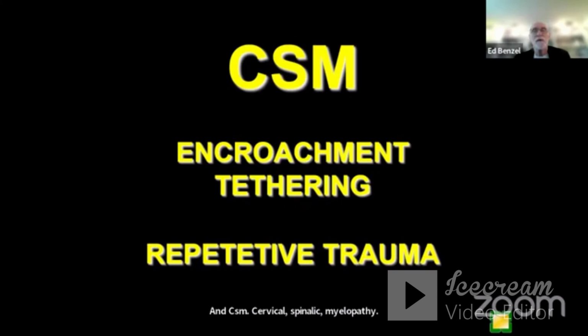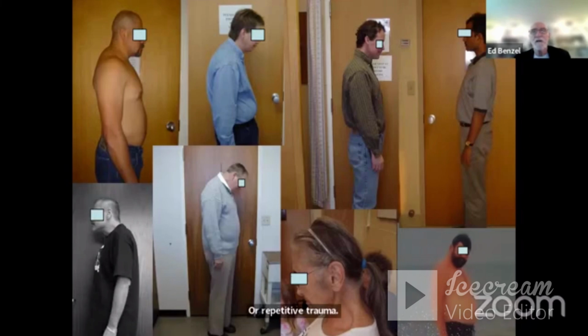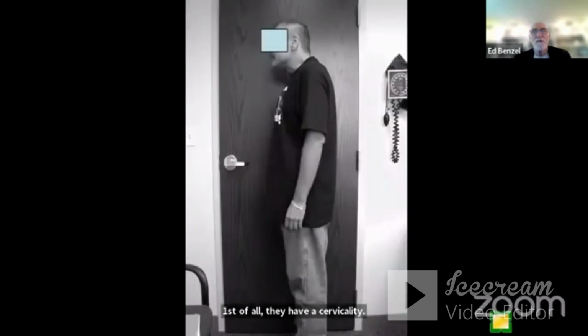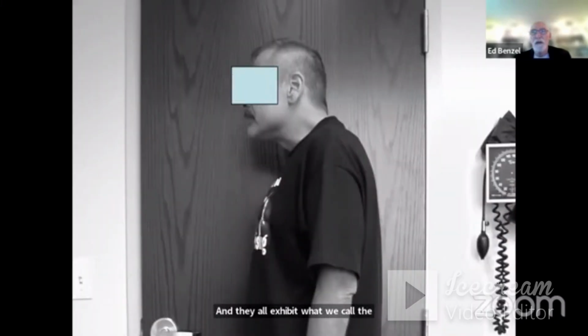by one or both of two factors, encroachment and tethering, or repetitive trauma. Each of these individuals has two things in common. First of all, they have a cervical deformity, and they all exhibit what we call the kyphosis trapezius sign, which is a tense trapezius muscle. The trapezius muscle is an accessory muscle of extension, and when extension isn't allowed by a fixed deformity, it is reflexively activated, causing significant myofascial pain, oftentimes for the patient.